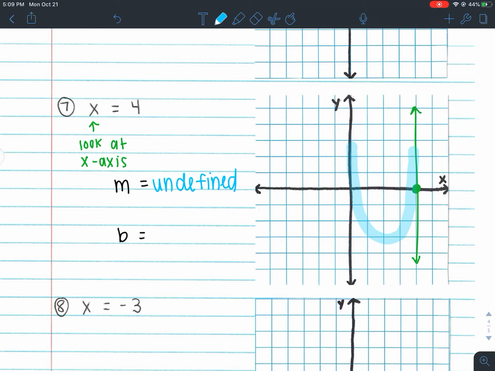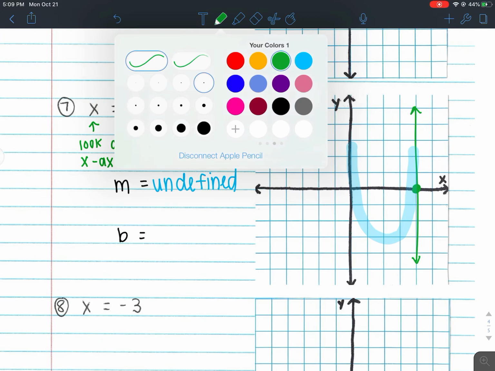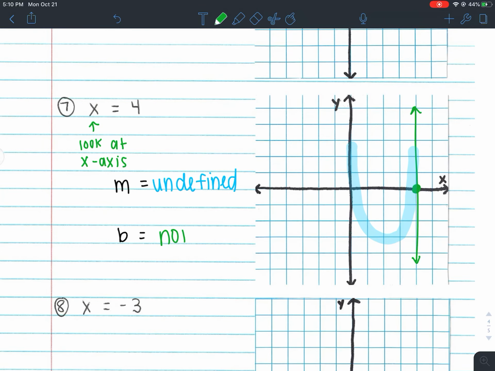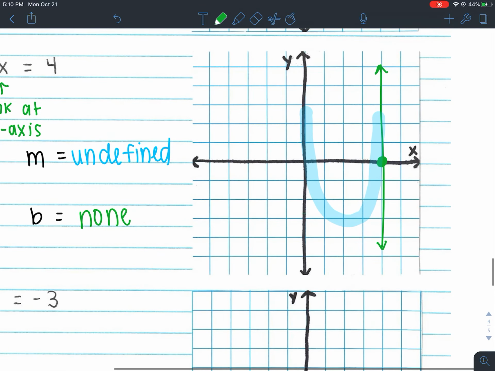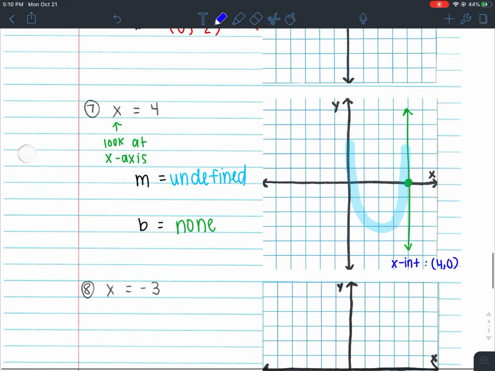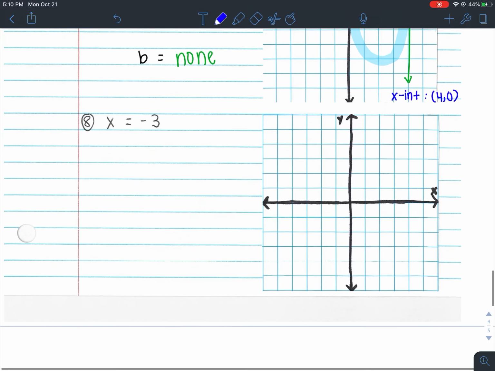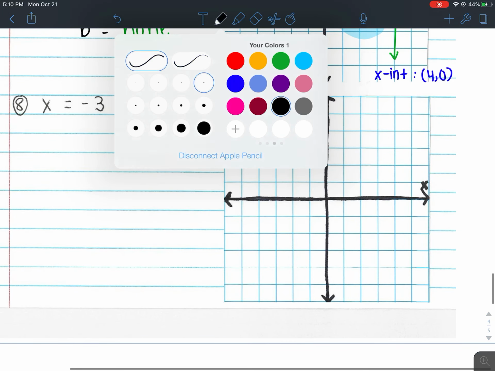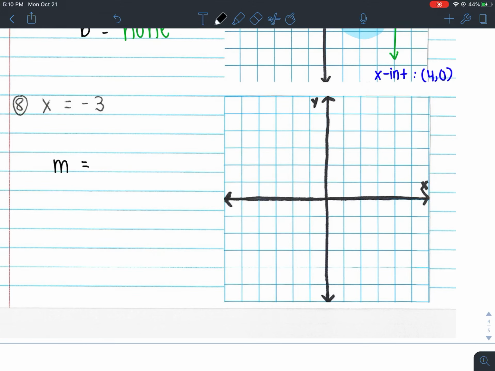Okay, and then what is our y-intercept here? Remember, the y-intercept is on the y-axis. But this line is never going to intersect the y-axis, so we don't have any y-intercepts here. We have none. What do we have instead? We have an x-intercept. And just for fun, the x-intercept here is (4, 0). Now, I didn't ask for it, but just for fun, we want to identify it, right?